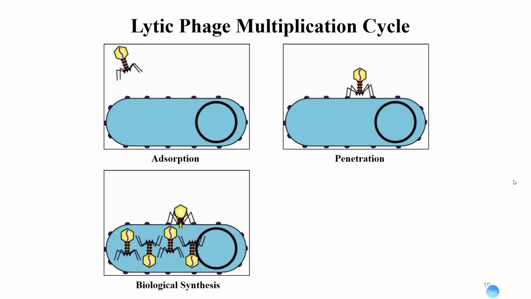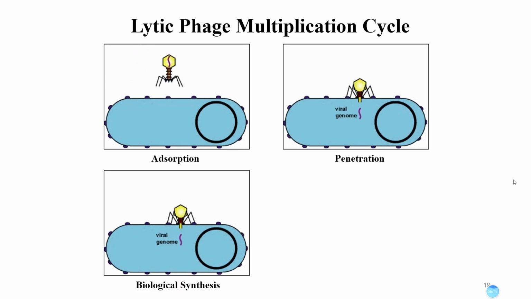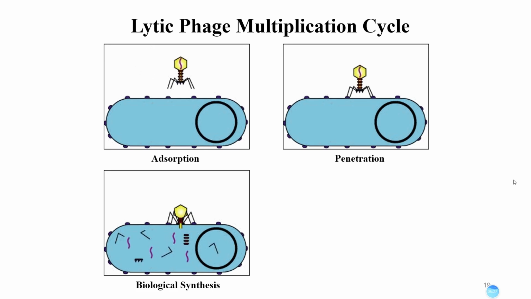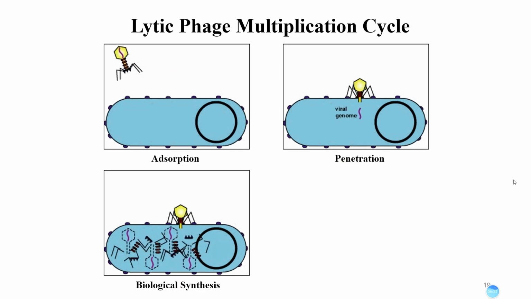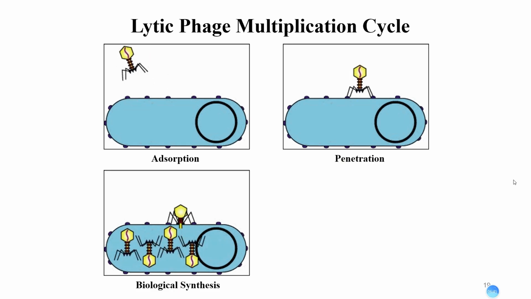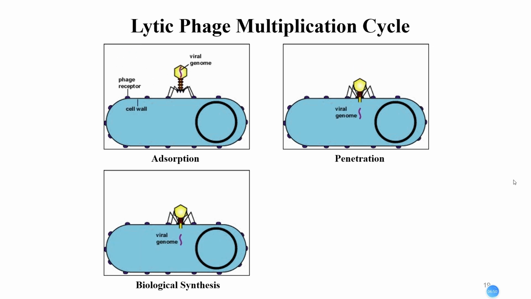The third step is the biological synthesis, or biosynthesis. Inside the host cell, the phage DNA would replicate, so that's DNA replication or RNA replication. Meanwhile, the nucleic acid would guide the biosynthesis of other molecules required by the new viral particle, such as the protein shell. So different types of protein molecules are required for the new viral particle. Then those molecules will assemble to form new viral particles.